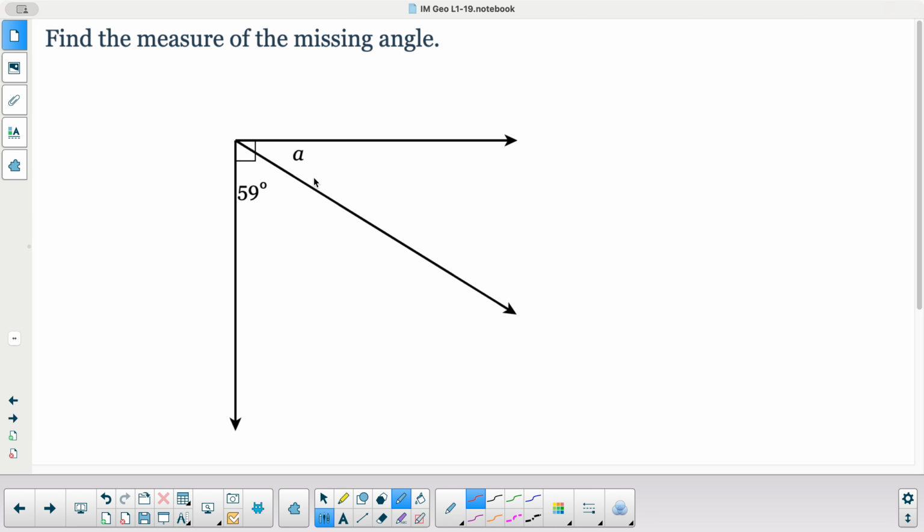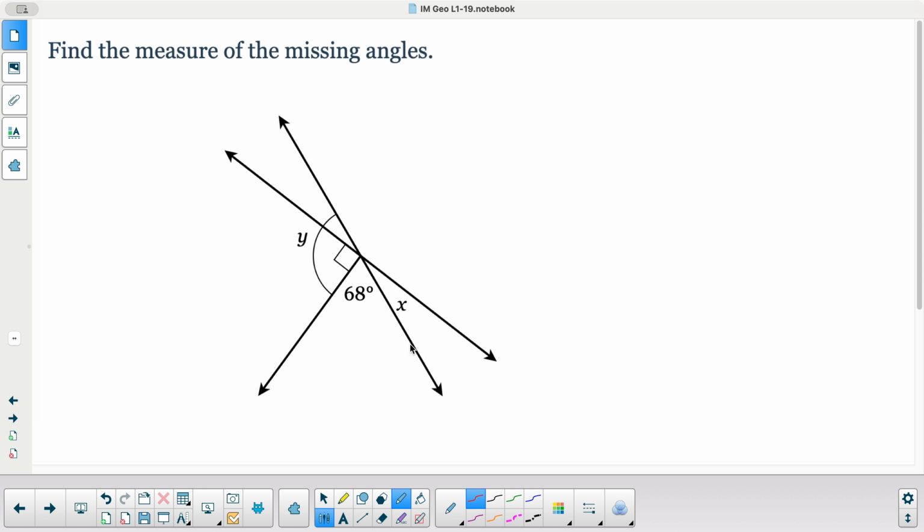All right, these are complementary. So A plus 59 equals 90. Now I know the 90 isn't written there as a number, but you got to know that this little box in the angle means 90 degrees. Minus 59, minus 59, A equals 31. Okay.